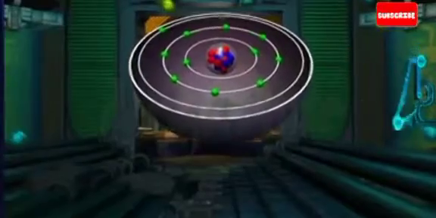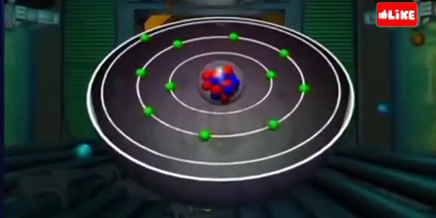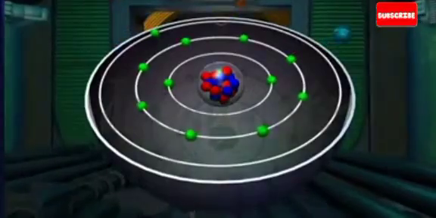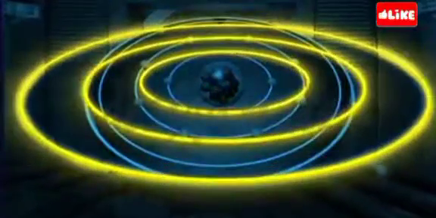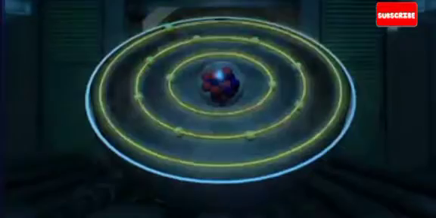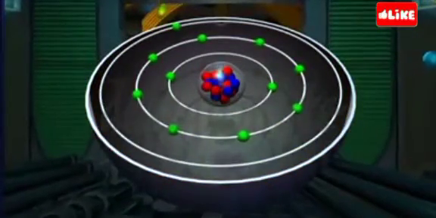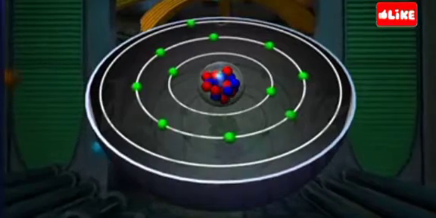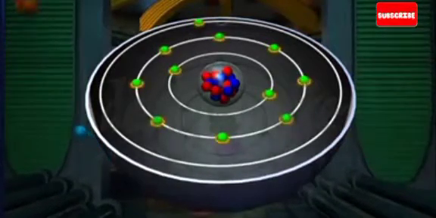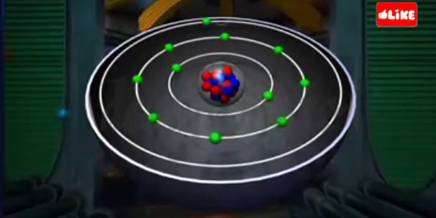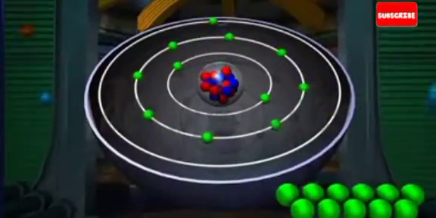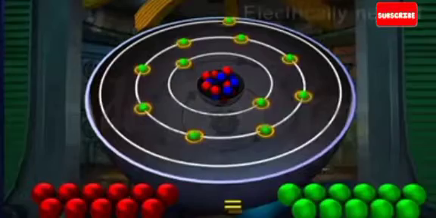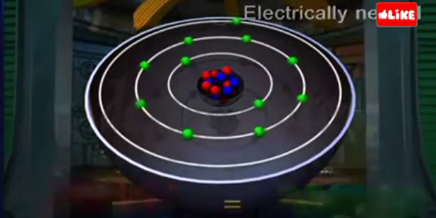Besides protons and neutrons, there are negatively charged particles called electrons, which revolve around the nucleus in various shells or orbits. This arrangement of electrons around the nucleus of an atom in various orbits is called its electronic configuration. Please note here that the number of electrons in an atom is always equal to the number of protons, which makes the atom electrically neutral.